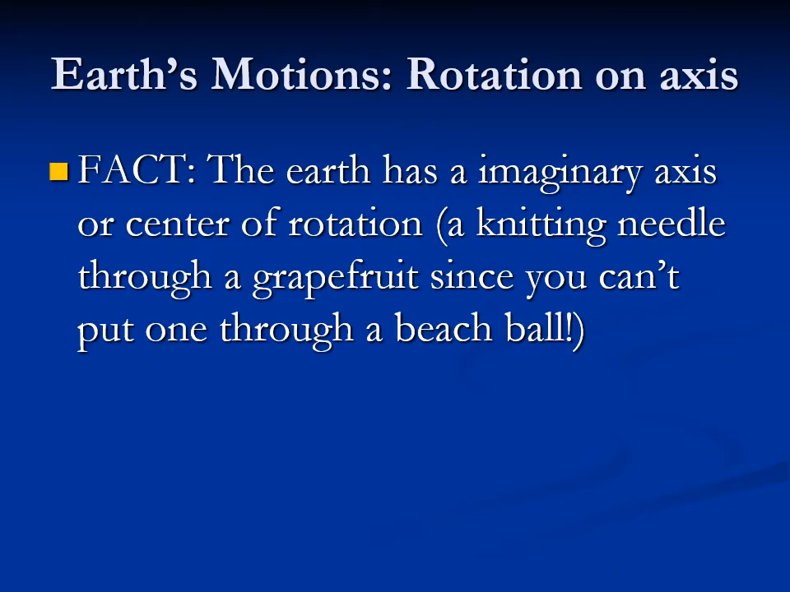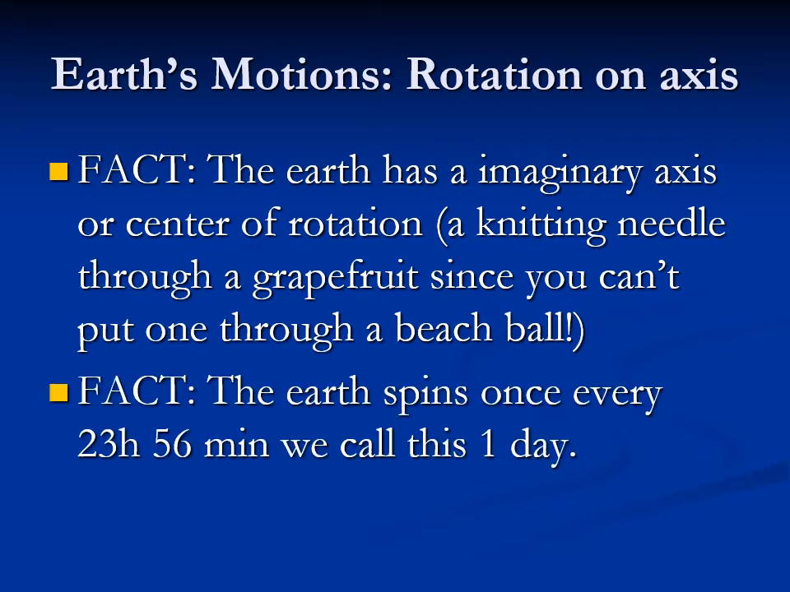So let's take a look at the Earth's motions involving rotation. First of all, the Earth has an imaginary axis at the center of rotation. So you could take a knitting needle and put it through a grapefruit for a model. If you could figure out how to do that with a beach ball, either one would be good models. But then the knitting needle could represent the imaginary axis. And the fact is, the Earth spins once every 23 hours and 56 minutes. And we call this one day.